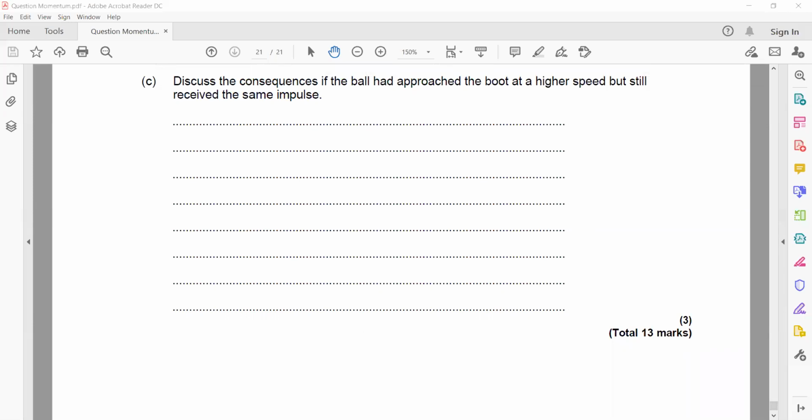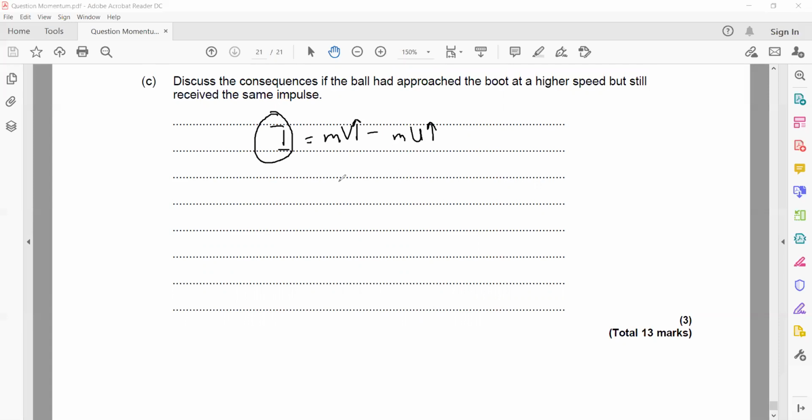You have the formula: impulse is equal to change in momentum, mv minus mu. So you want this to be constant. You don't want the impulse to change. But what happened? The initial velocity changed. If the initial velocity changes and we want the same impulse, what should happen? The final velocity should also change, because I need the same difference.